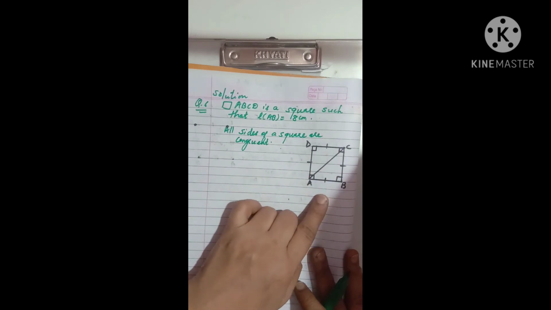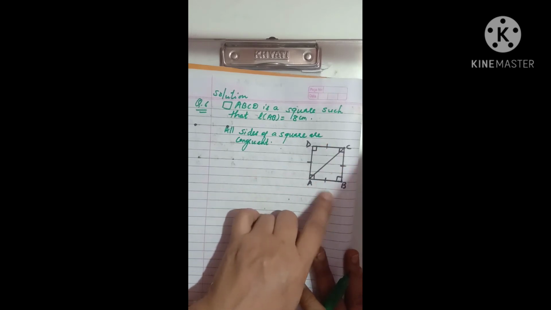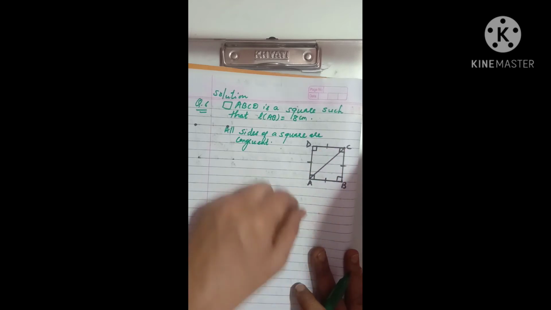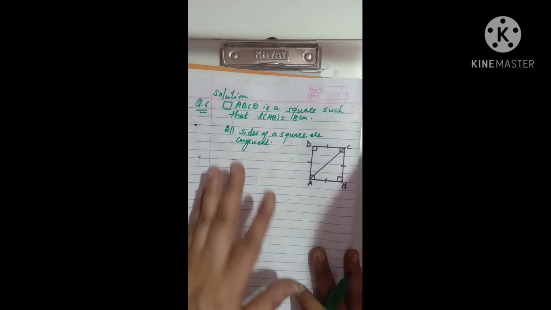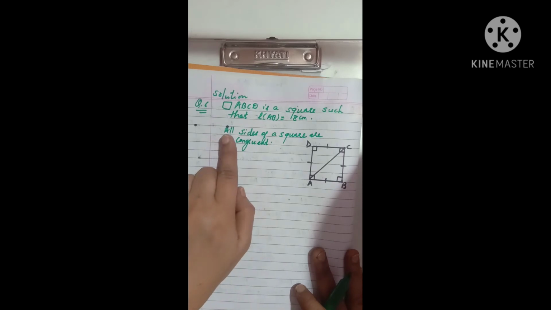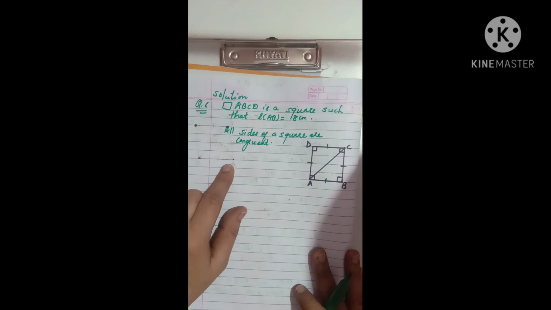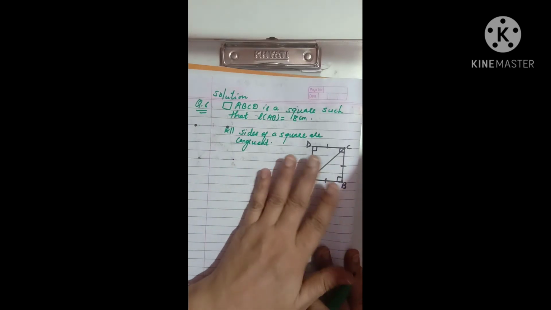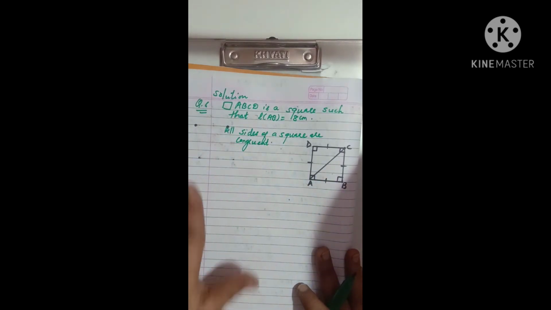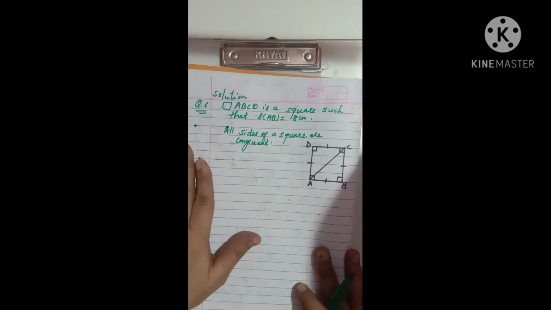No, they have not given the name, but we have assumed the name ABCD, and we have drawn the rough diagram showing that all sides of the square are equal, and we have drawn one diagonal AC. All sides of a square are congruent. That we have shown by a symbol.